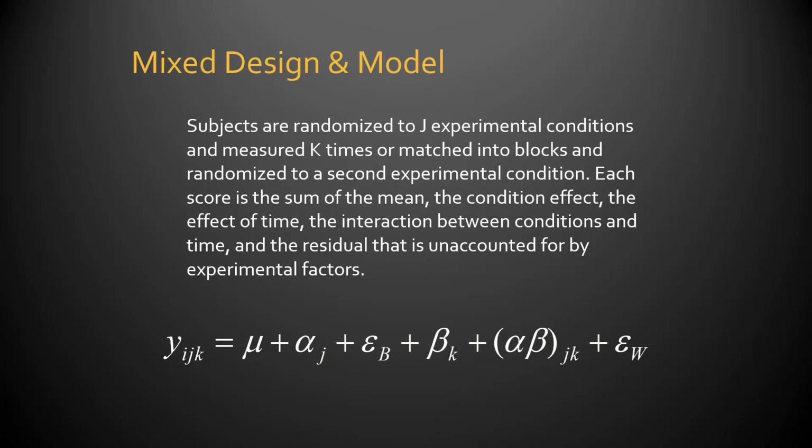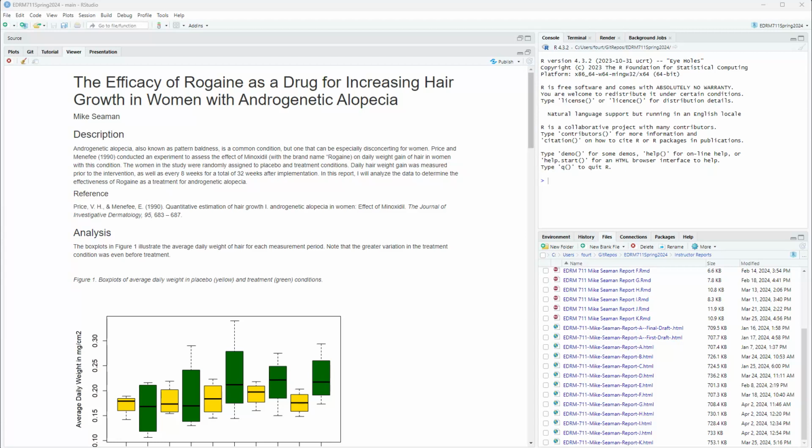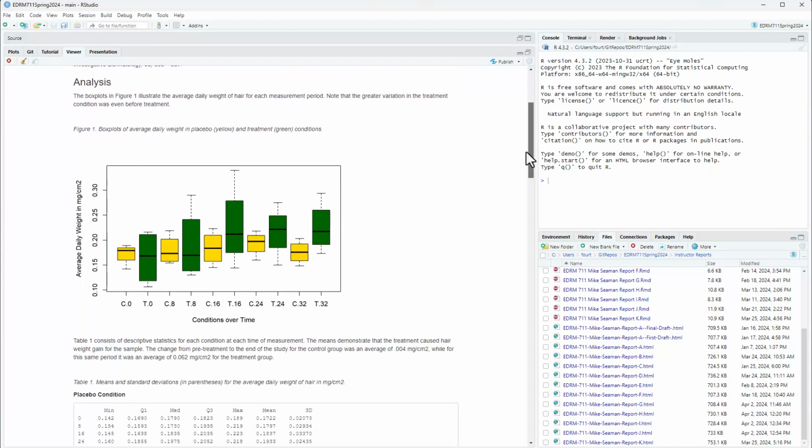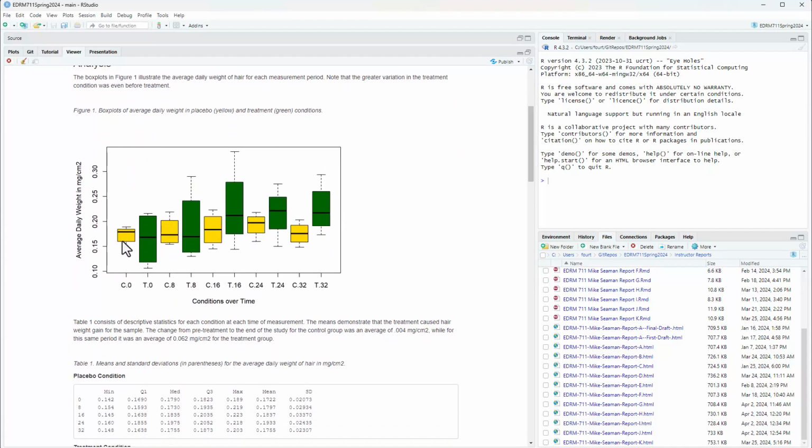Let's take a look at an example that we've looked at in a previous video. This was from a study of the effectiveness of Rogaine as a drug for increasing hair growth in women with androgenetic alopecia. So we're looking to improve hair growth in these women, and note how this was done. First of all, the women were assigned to either a control, you can see the control with the yellow box plots here, or a treatment, you can see that with the green box plots here. Those were assigned at random, and the individuals in the control were only in the control throughout the study, and those in the treatment only in the treatment throughout the study, so that's a between subjects factor.